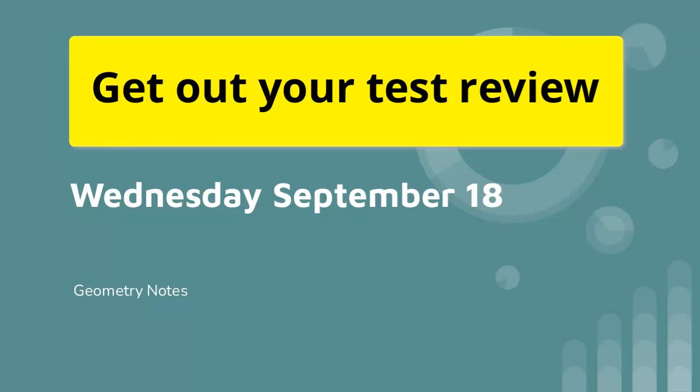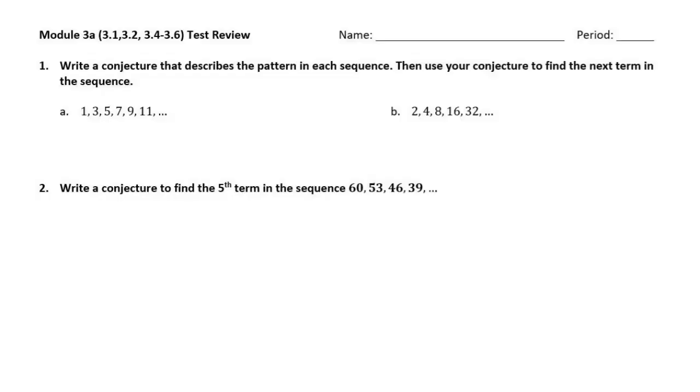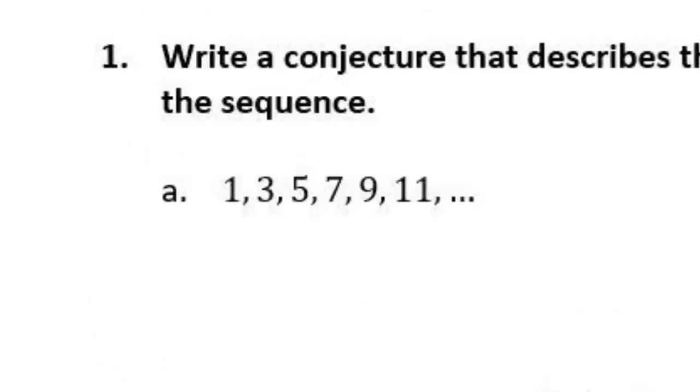All right, so we're going to start with number 1, and then we're going to go to number 8. Number 1, we want to write a conjecture that describes the pattern. So we're going to put into words what this pattern is. And then we're going to use that conjecture to find the next term in the sequence. So first I have to identify what the pattern is.